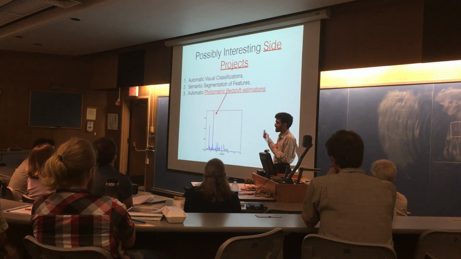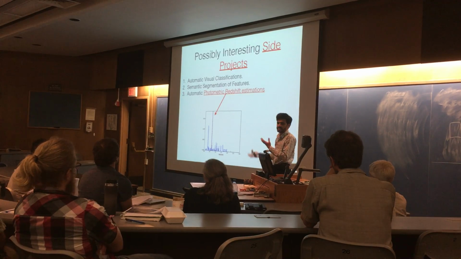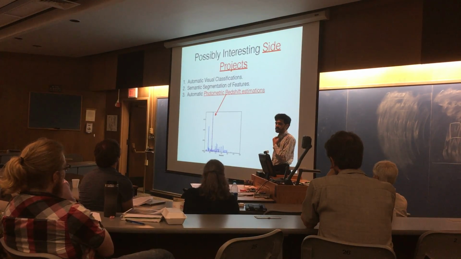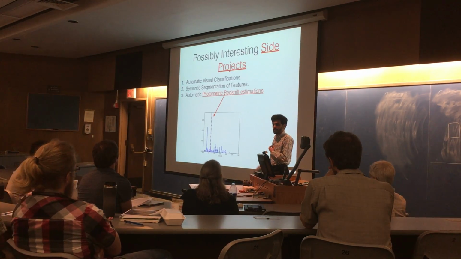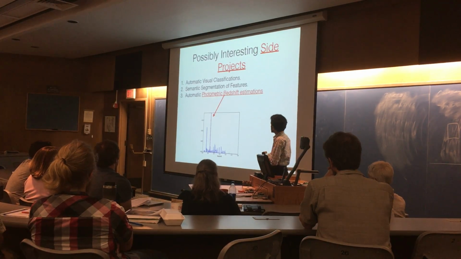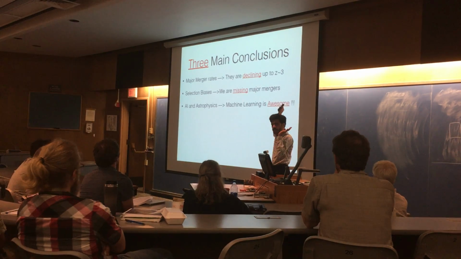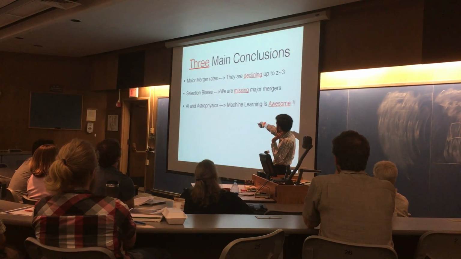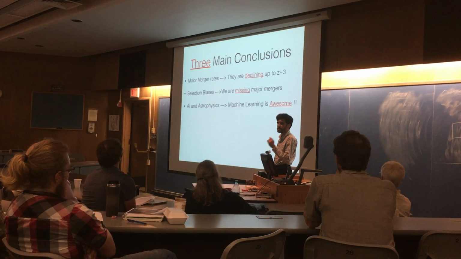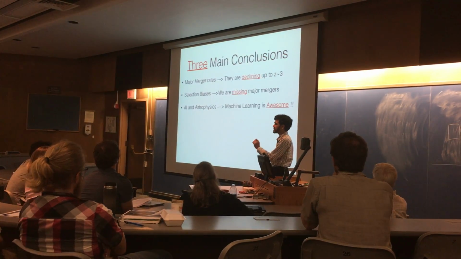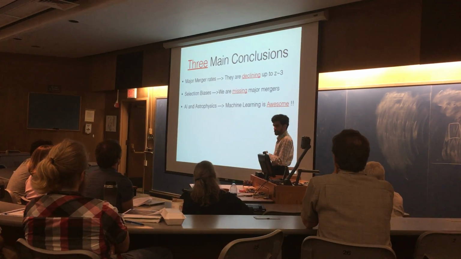I did this as a project for the SciPy 2017 Python conference. My 3 main conclusions: merger rates are declining up to a redshift of 3. Selection biases: we are missing major mergers if you are selecting using stellar mass ratios. AI, machine learning is awesome.